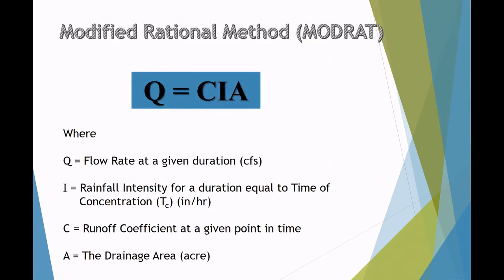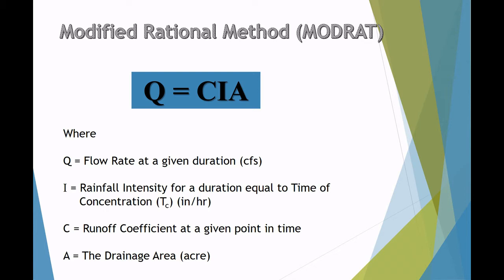For public works, the only hydrologic method we use is the modified rational method. We call it the MODRAT. MODRAT is an extension of the traditional rational method. Even though MODRAT uses the same equation, Q equals CIA, to calculate the flow rate, MODRAT takes into account that rainfall intensity is not constant. It changes with time and location. In the equation, Q is the flow rate at a given duration, I is the rainfall intensity at a duration equal to the time of concentration, C is the runoff coefficient at a given point in time, and A is the drainage area.